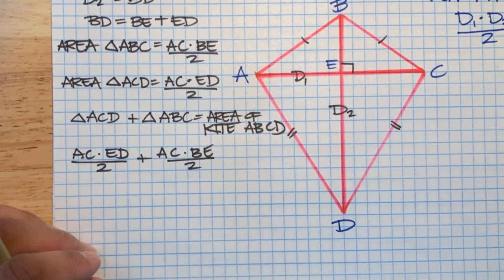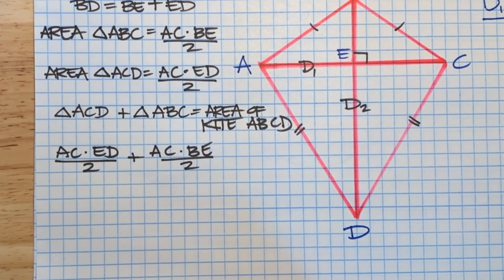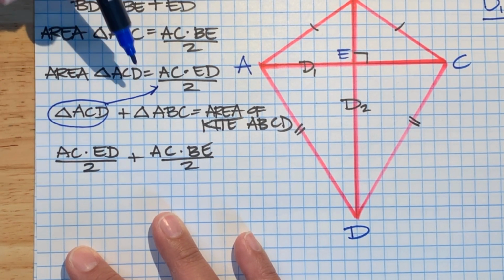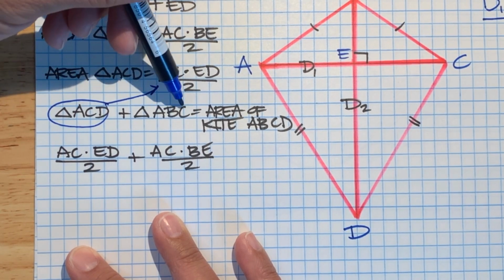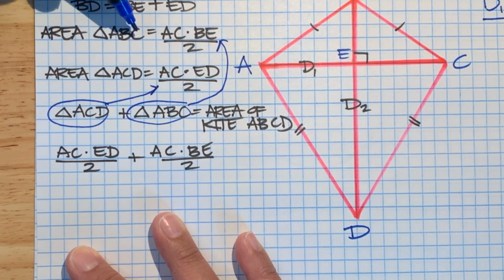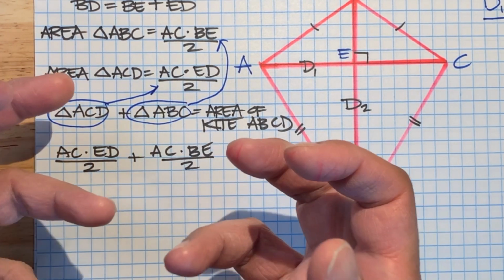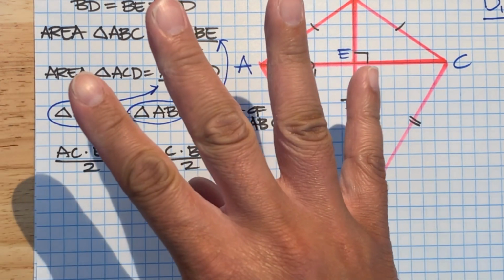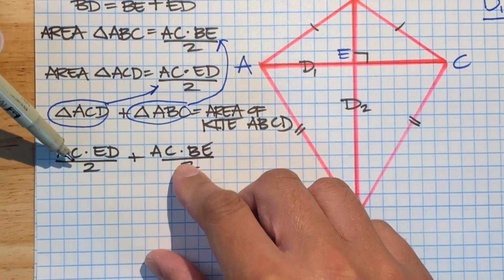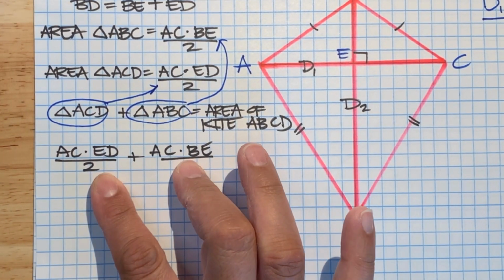Okay, now let's zoom in a little so that's not too small for you guys. So what we did so far, we took ACD, substituted it with that because that's ACD. We took ABC, we substituted it with this because ABC is AC times BE over 2. So a little substitution. Things are equal, they look different, but they're still equal. Like 4 quarters is the same value as a dollar bill. They look different, but they're the same value. Okay, so we have the area of a kite.